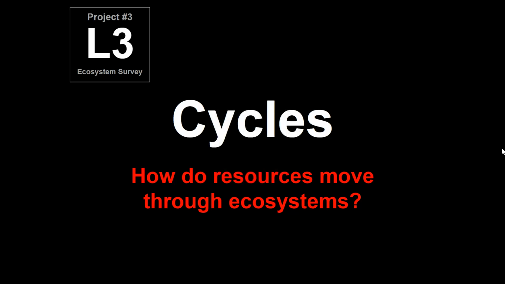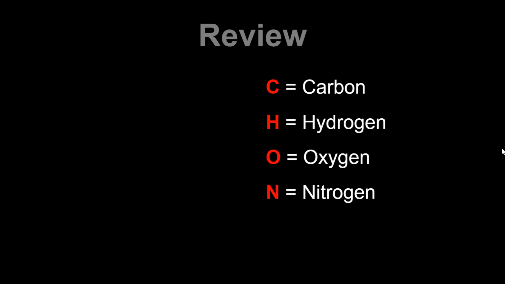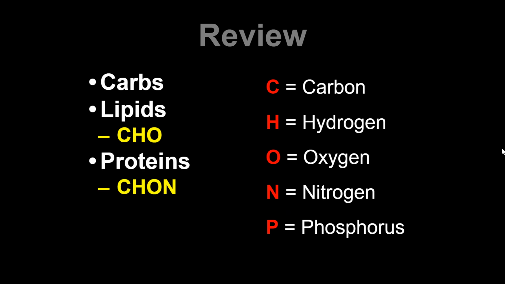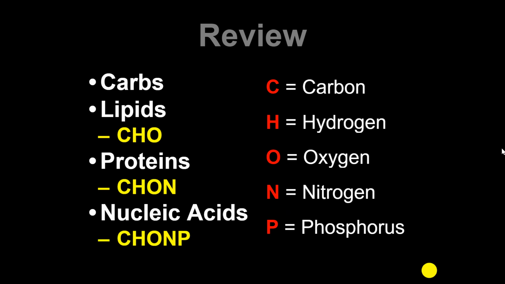In this video, we're going to look at how resources move through ecosystems. So as a review, the main elements that go into all living things are carbon, hydrogen, oxygen, nitrogen, and phosphorus. So when we're making carbohydrates and lipids, those are made primarily with carbon, hydrogen, and oxygen. Proteins also need nitrogen, and then nucleic acids also need phosphorus.